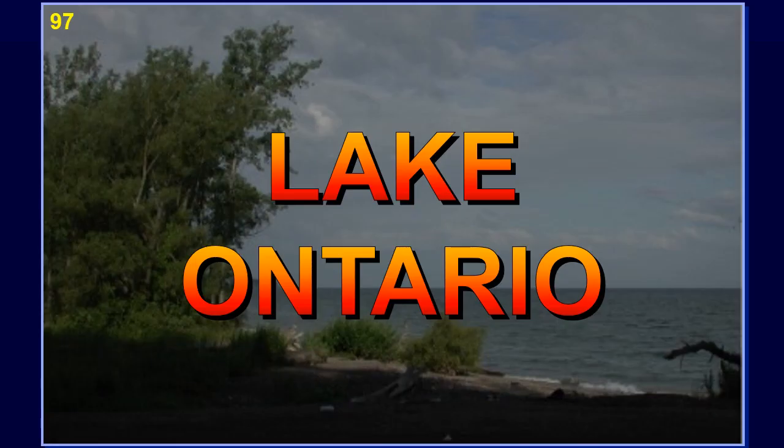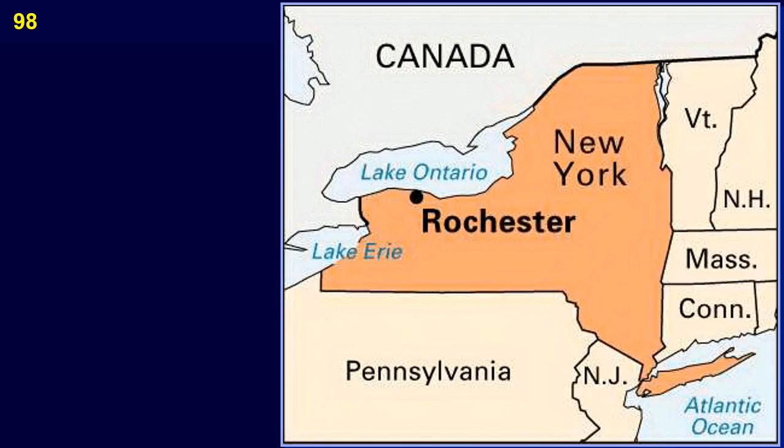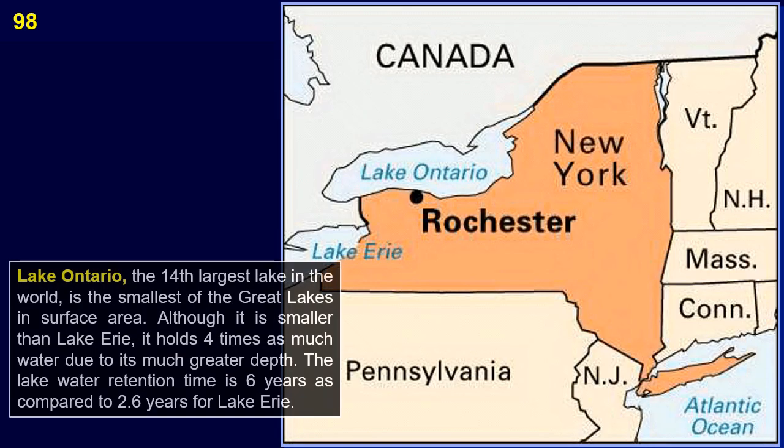Lake Ontario. Lake Ontario, the 14th largest lake in the world, is the smallest of the Great Lakes in surface area. Although it is smaller than Lake Erie, it holds 4 times as much water due to its much greater depth. The lake water retention time is 6 years as compared to 2.6 years for Lake Erie.